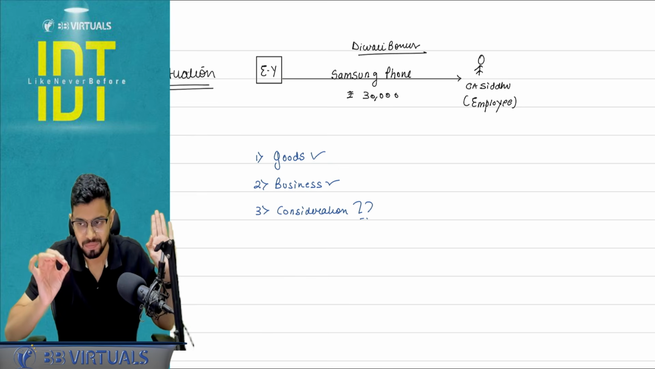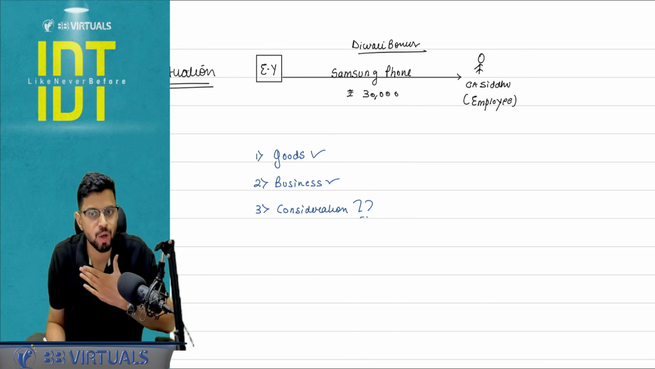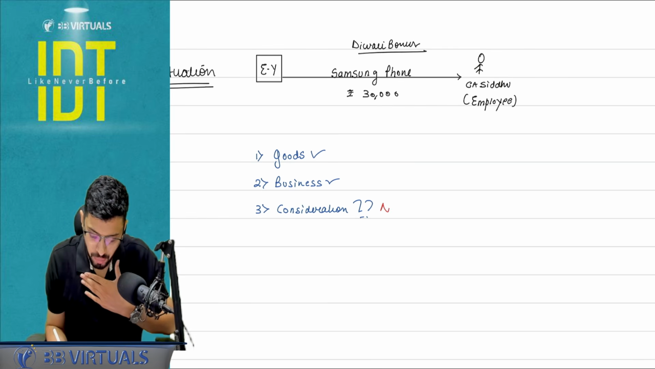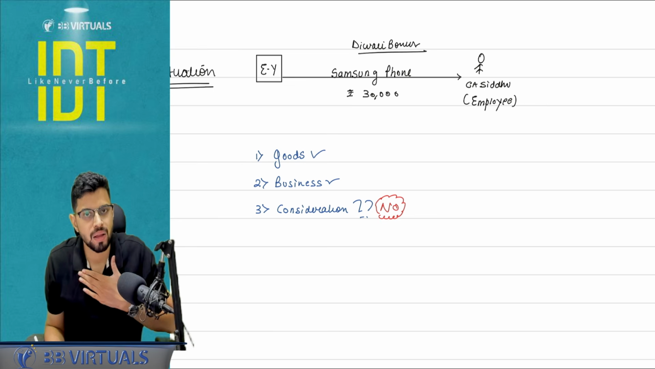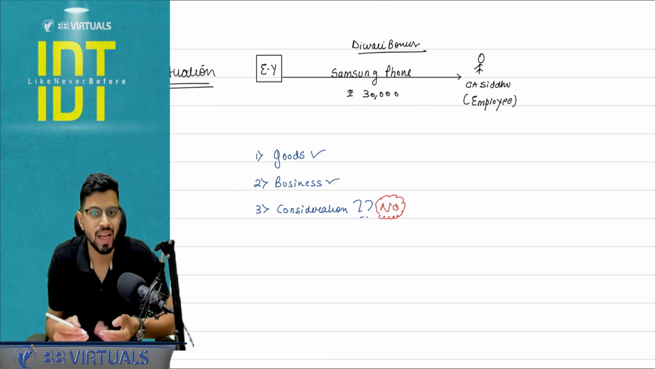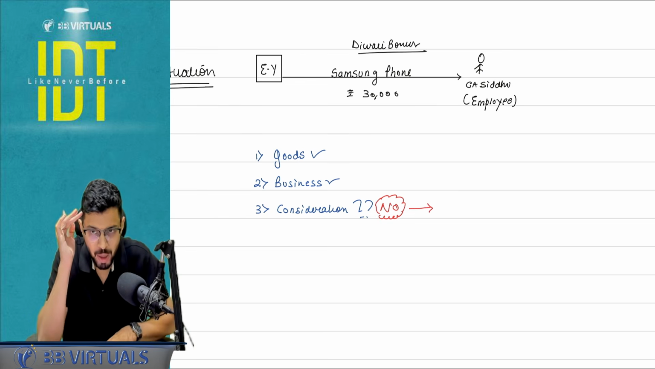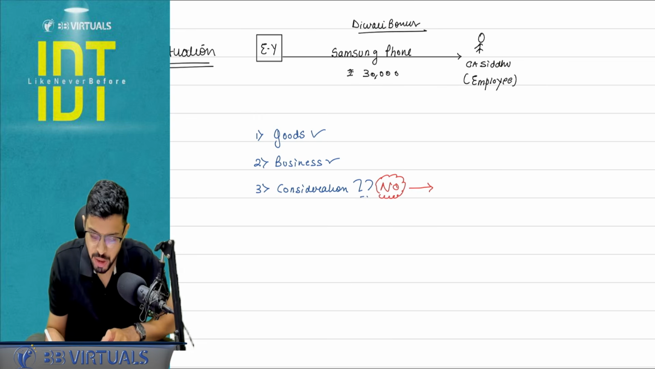Is there any consideration involved against the phone? Am I paying anything to get this phone? Answer is no. For my hard work, my employment, I'm getting salary, but for the phone I'm not doing anything. So, structured thinking: as soon as consideration is missing, your mind should proceed towards schedule number 1.